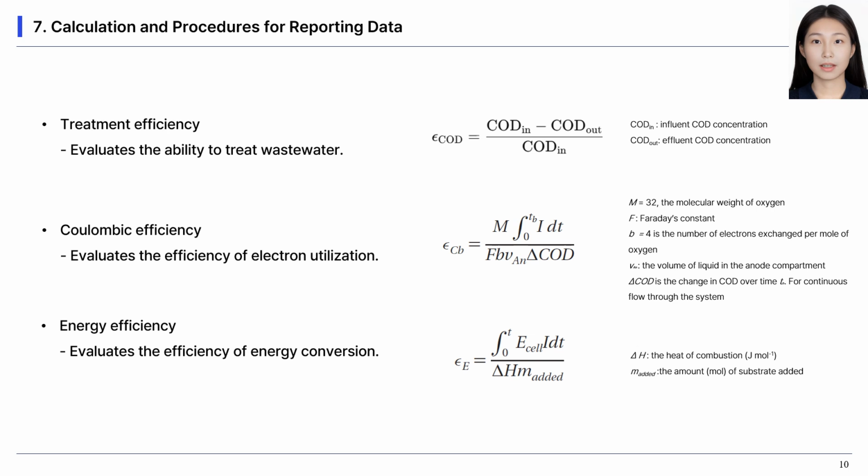The third metric is energy efficiency, which is the ratio of the electrical energy output to the chemical energy of the substrate. This metric provides an overall assessment of the system's ability to convert organic matter into usable electricity. By analyzing these metrics, researchers can assess the trade-offs between energy production, environmental impact, and cost-effectiveness.